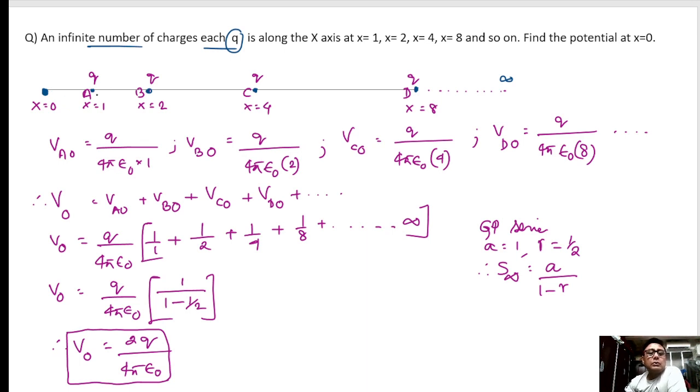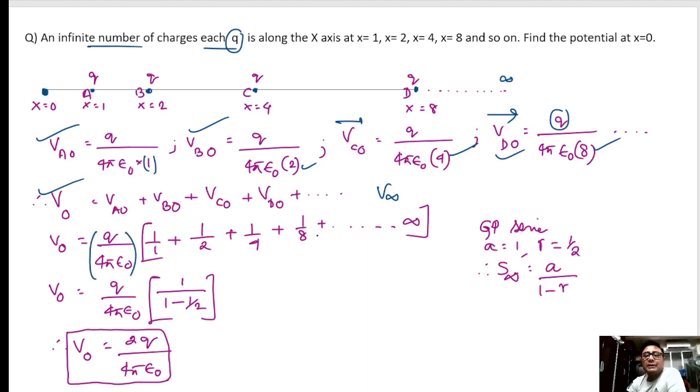So let's see, due to the charge at A, what is the potential at O? Q by 4 pi epsilon O R, and R is 1. Due to the charge at B, what is the potential at O? The distance is 2. Due to the charge at C, what is the potential at O? The distance is 4. Due to the charge Q at D, the distance is 8. So if I add all of them up to infinity, Q by 4 pi epsilon O is common, and this series is coming.